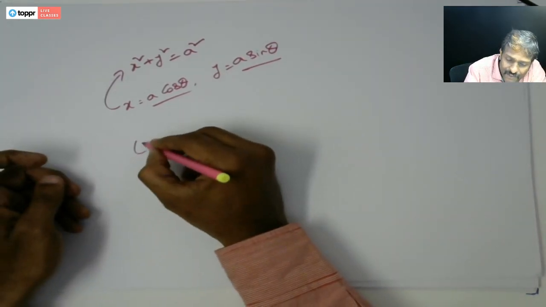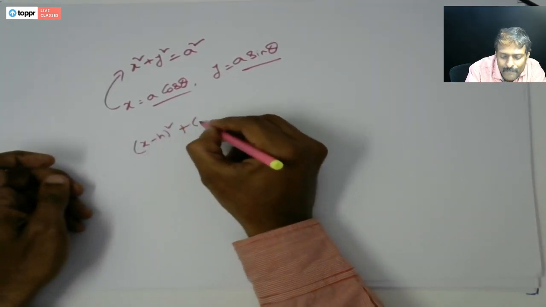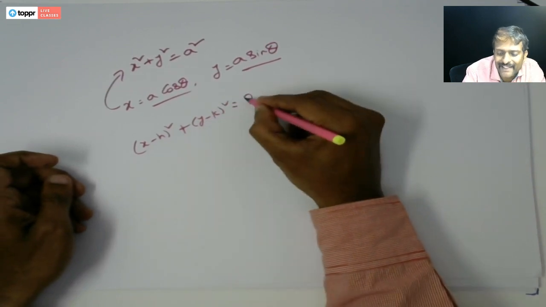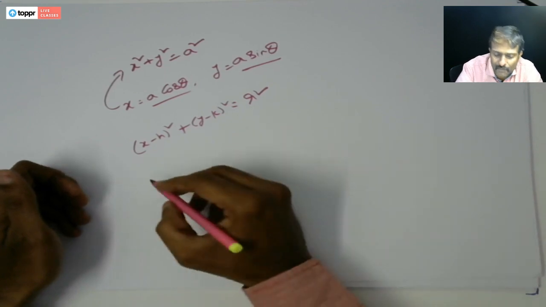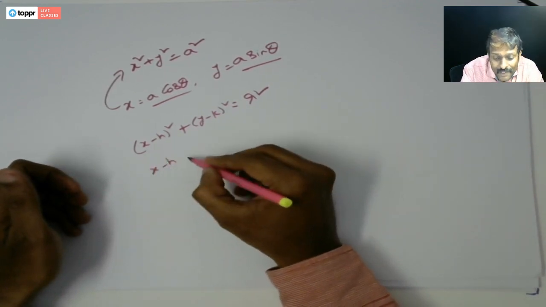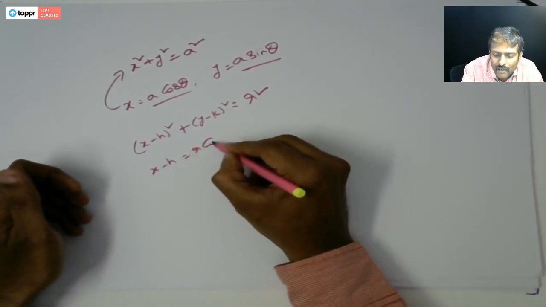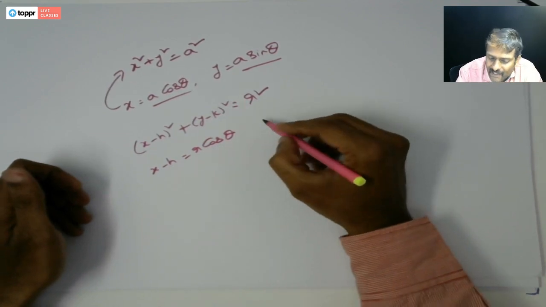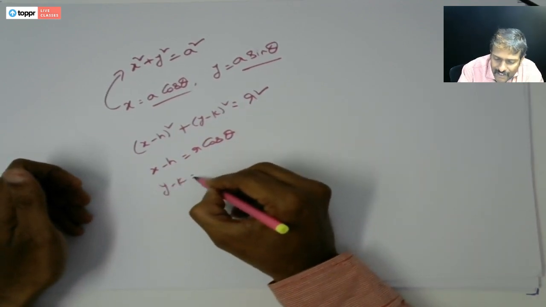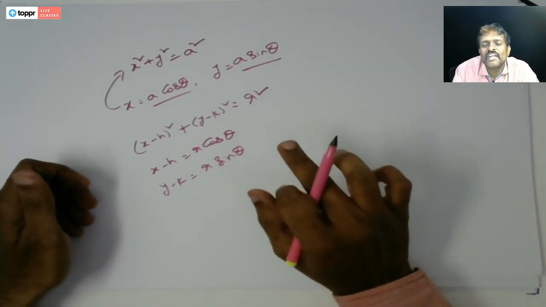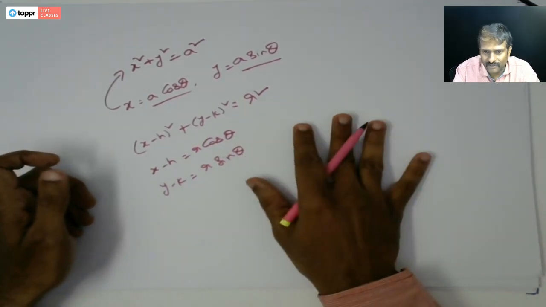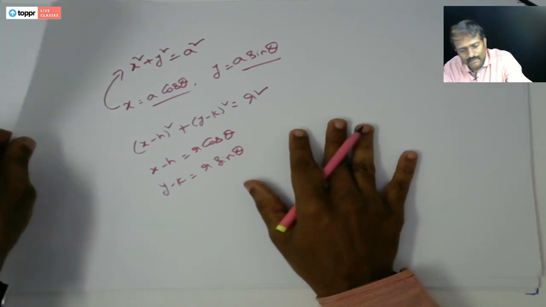Suppose the equation given to us is x minus h whole square plus y minus k whole square is equal to r square. Then what is the parametric form of this equation? Then it is simple: x minus h is equal to r cos theta and y minus k is equal to r sin theta. These are the parametric equations of the circle, right?